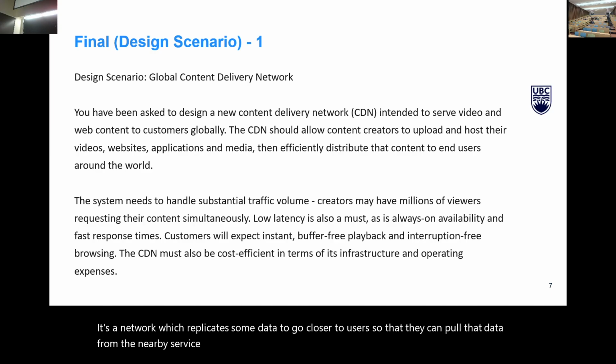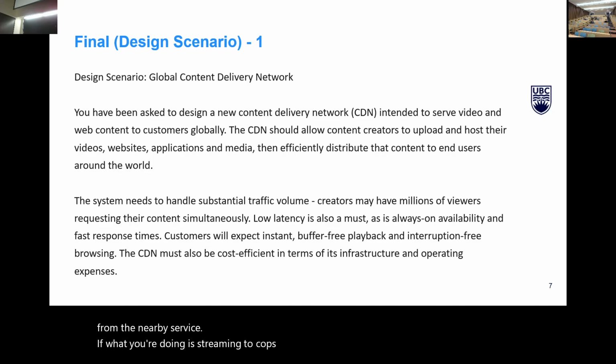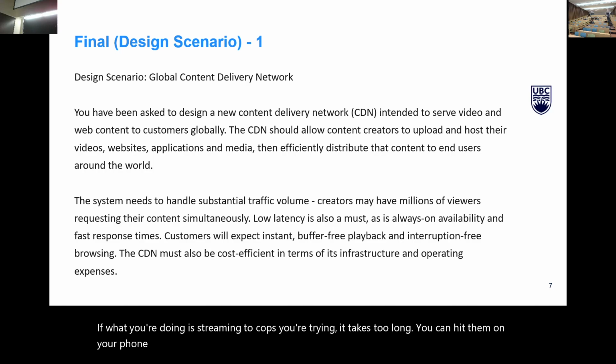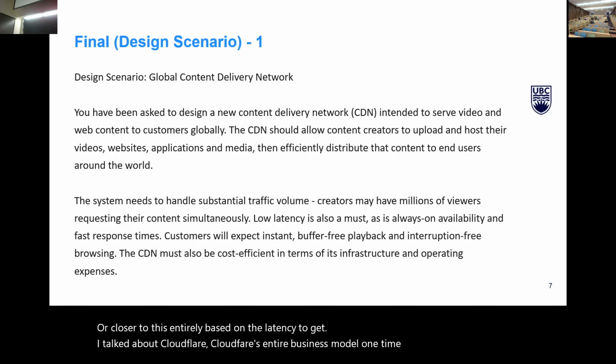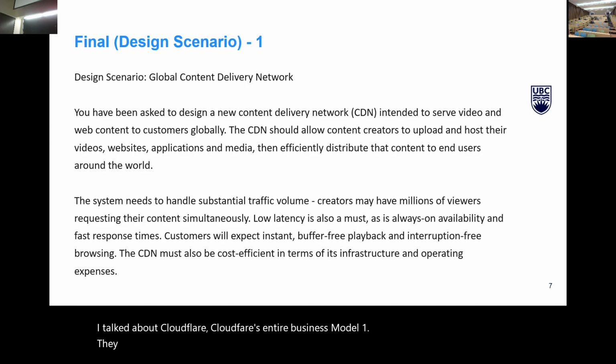Right. The problem is that if what you're doing is streaming TikToks from China, it takes too long for you to get them onto your phone. So what actually happens is that TikTok gets cached in some intermediate node that's way closer to you, where closer is entirely based on the latency to get to you. I talked about Cloudflare. Cloudflare's entire business model was, in fact, content distribution. They move content to the edge, close to you, so that you can get that information on your phone as quickly as possible.